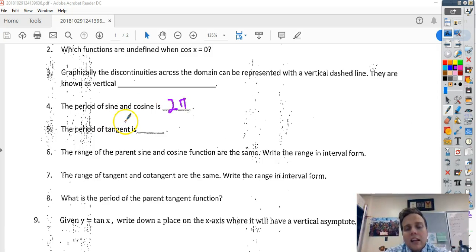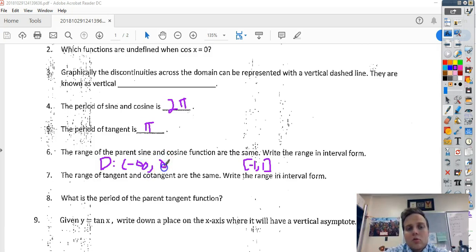The period of tangent and cotangent, I know it doesn't say that, but it's important to know that, is pi. The range of the parent sine and cosine are the same. Write the range in interval form. The range of sine and cosine are both from -1 to 1. And then I'm going to go ahead and talk about the domain. The domain is negative infinity to positive infinity. That's actually really important to know.